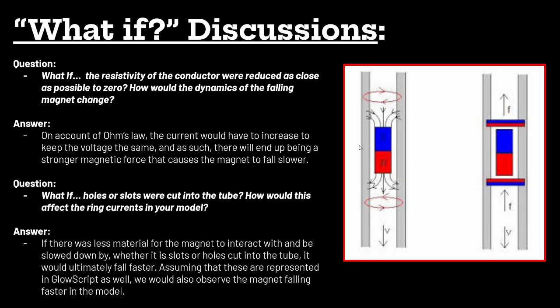What if the resistivity of the conductor were reduced as close as possible to zero? How did the dynamics of the falling magnet change? On account of Ohm's law, the current would have to increase to keep the voltage the same, and as such, there would end up being a stronger magnetic force that causes the magnet to fall slower.